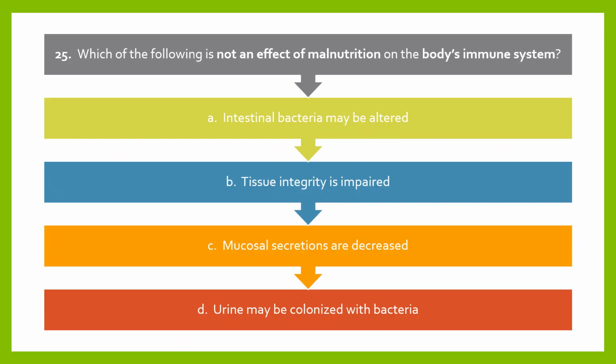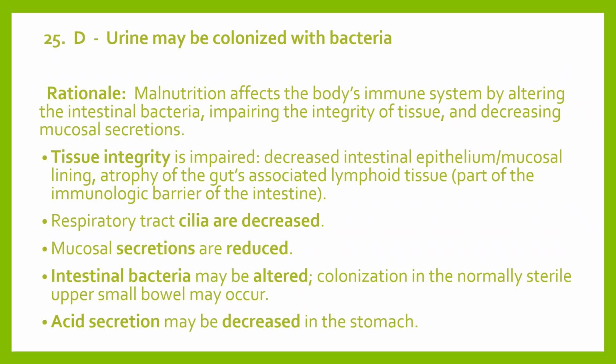And our last question for session 1, question 25. Which of the following is not an effect of malnutrition on the body's immune system? A. Intestinal bacteria may be altered. B. Tissue integrity is impaired. C. Mucosal secretions are decreased. Or D. Urine may be colonized with bacteria. The answer is D. Urine may be colonized with bacteria.